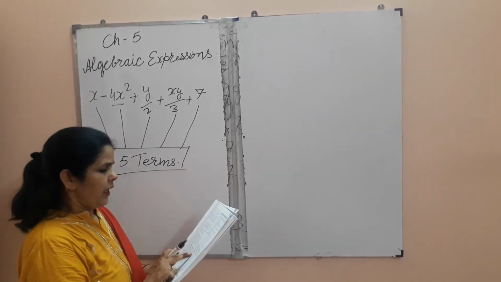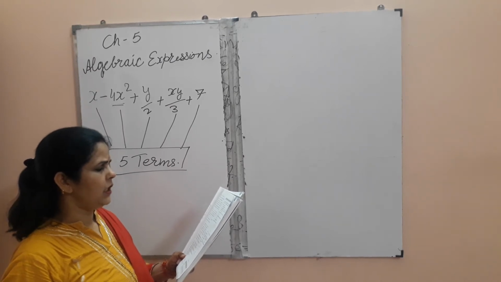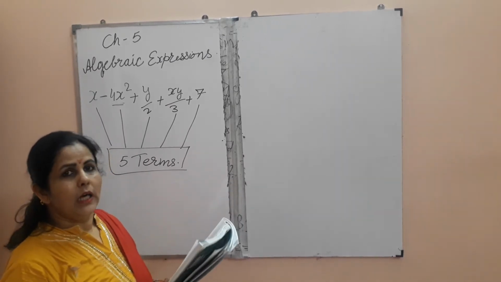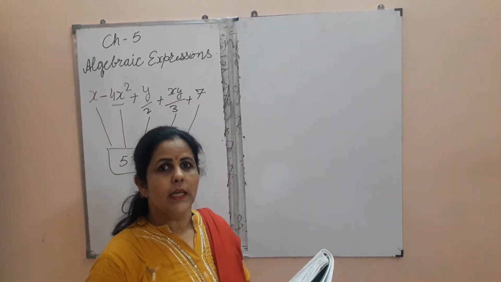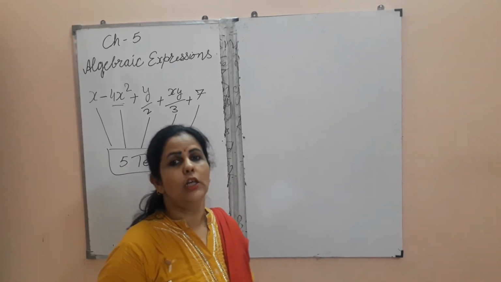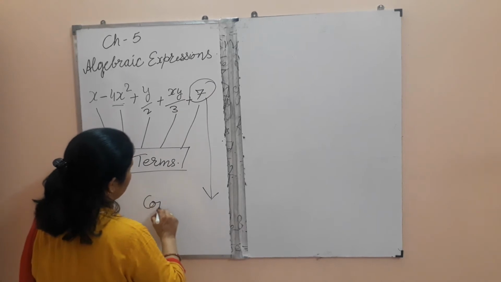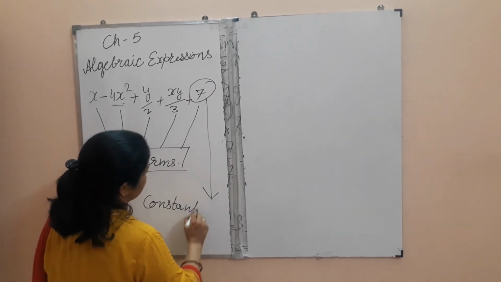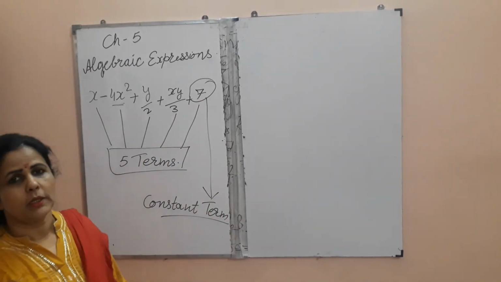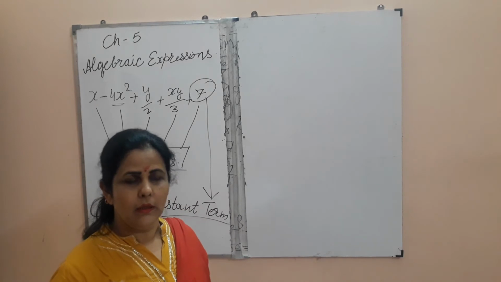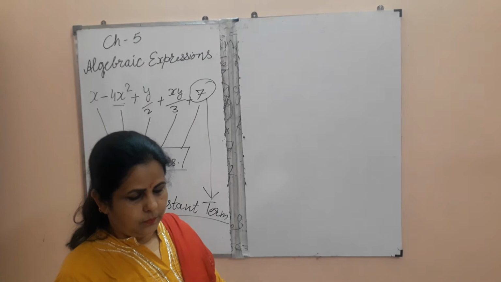Now if a term in an algebraic expression does not involve any variable, then that term is called a constant term. This term is called a constant term because it doesn't have any variable. So a term without a variable, meaning only a number, is called a constant term.